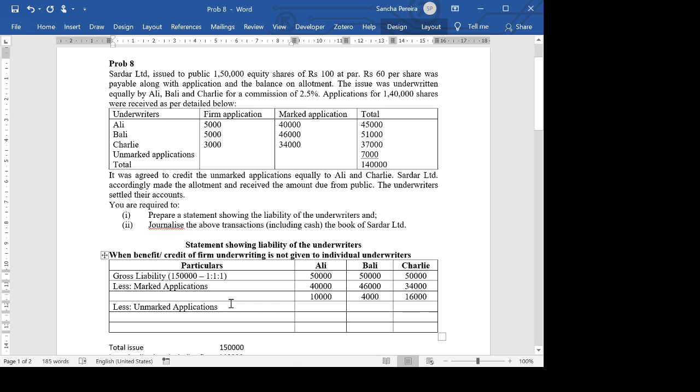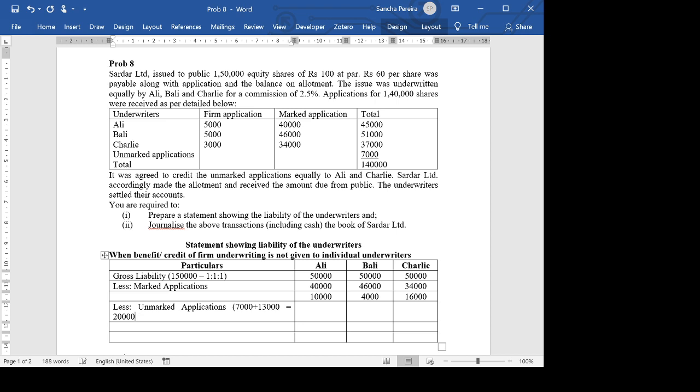Now, when we take the unmarked applications, we need to be a little careful because we are solving under benefit or credit of firm underwriting not given. So, to the unmarked applications, we will have to add the firm underwriting. Now, the unmarked applications are 7,000. So to this, I'm going to add firm underwriting, which is this firm application. So you have a total of 13,000. So that becomes 20,000. Okay, and they have said that this has to be divided equally. It was agreed to credit the unmarked applications equally to Ali and Charlie.